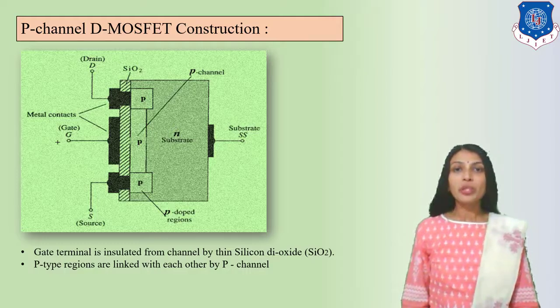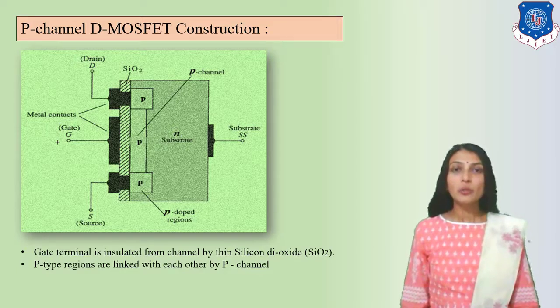Now, the fourth terminal is the SS, that means substrate source. Okay, fine. So you can see there are four main terminals: drain, source, gate and substrate source, SS. So individually showing the gate, drain, source and SS terminal, and also the main N type substrate and the joining channel, which is known as the P-type channel, which is used to connect the two main regions, drain and source.